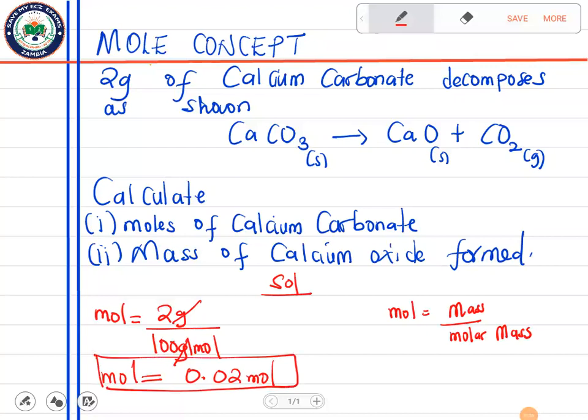Part 2 says the mass of calcium oxide formed. So what's the mass of calcium oxide formed here? How do we know the mass of calcium oxide? There are 2 methods we can use, and I'm going to show you both of the methods. So let's say method 1. Method 1, we use the mass ratio.